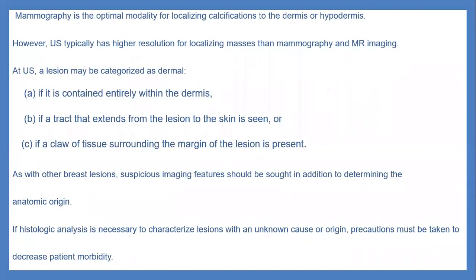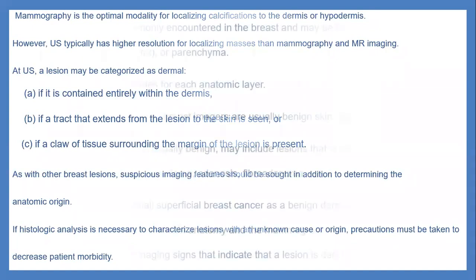Mammography is optimal to localize the skin or dermal calcifications, while ultrasound is good to delineate the dermal lesions. And we have criteria for evaluation of dermal from hypodermal lesions based on ultrasound. Ultrasound also has high resolution, which makes it superior to mammography and even MRI in evaluating these types of lesions.